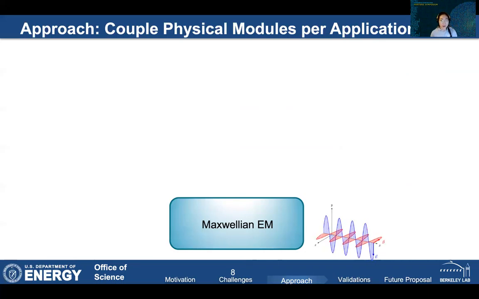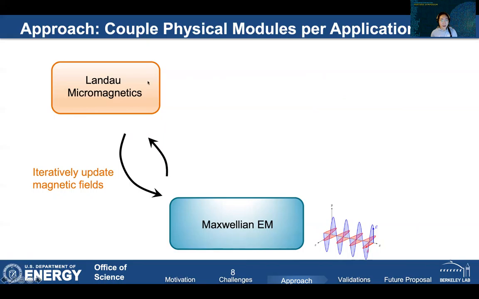Taking the features from AMReX and WarpX, we initiated the application in microelectronics and tried to couple new physical modules that present in corresponding systems. Here are some examples. Adding the Landau micromagnetics, we can predict the evolution of magnetic moments under the effect of EM signals. And this is useful in RF front ends and spintronic devices. The coupling algorithm works in the way that we iteratively update magnetic fields, which is the connection between these two PDEs. At each time step, we make sure to reach the convergence of all the variables. I'll show this algorithm as a demo case today.